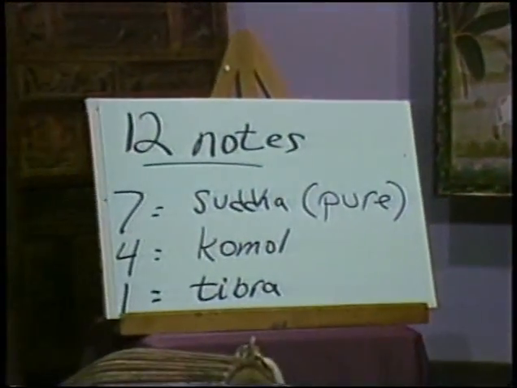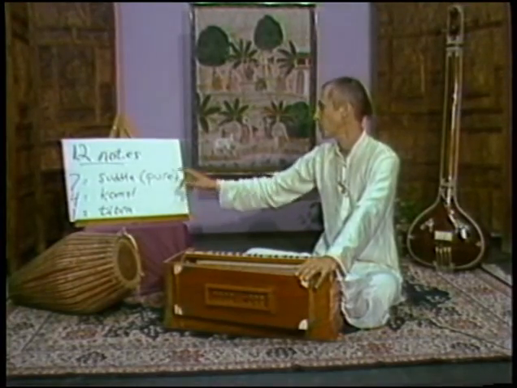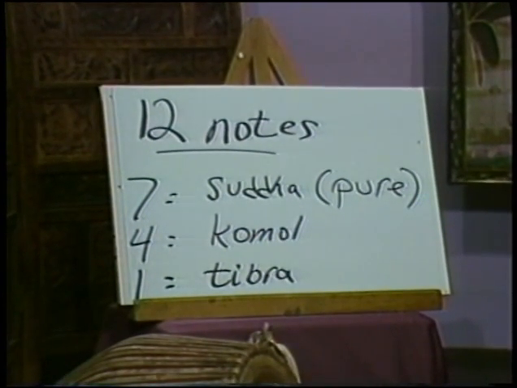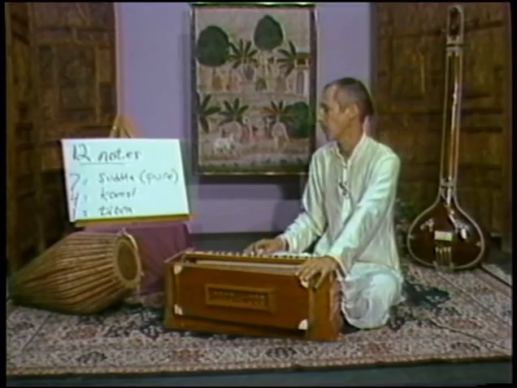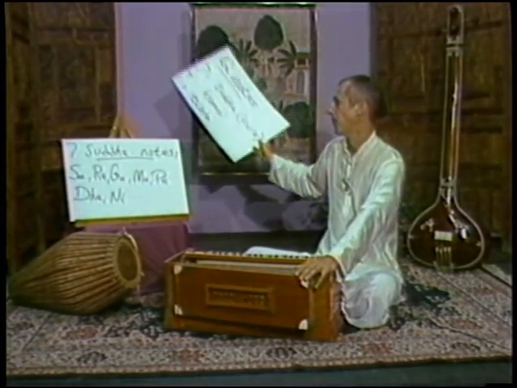So first, let's get to the basics. In every system of music, we find there are 12 notes. And in the Vedic system, it's categorized as follows. 7 notes are called Shuddha, which means that they are pure notes. They never change. 4 notes are called Komal, and 1 note is called Tibra. The Komal and the Tibra notes are changing, as I will explain just now.